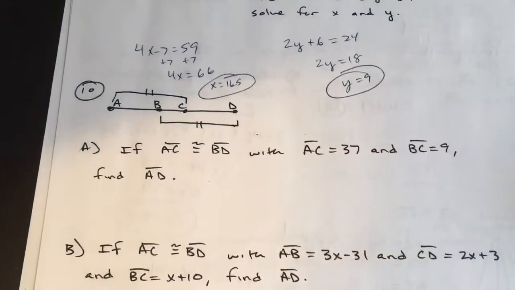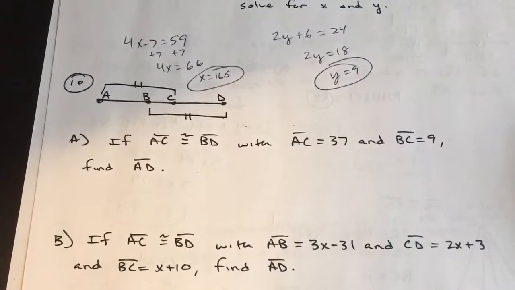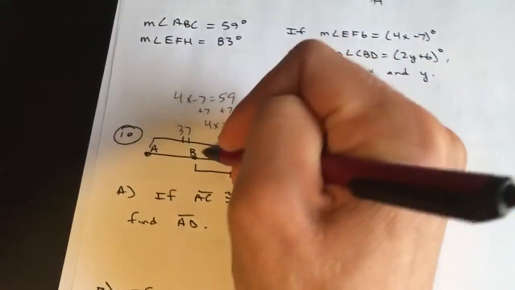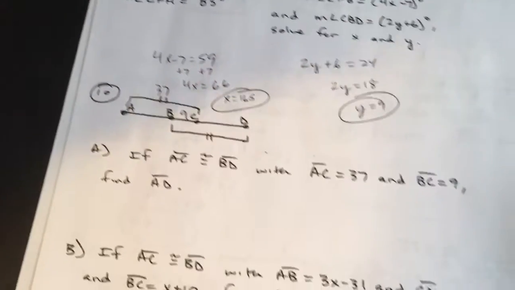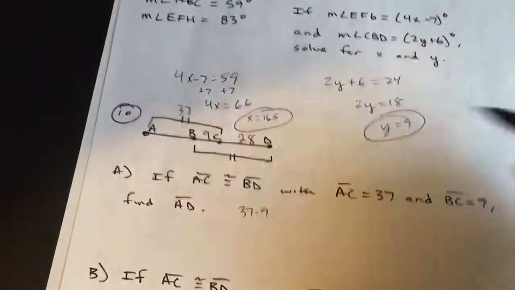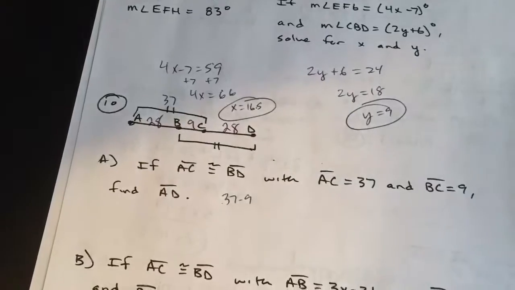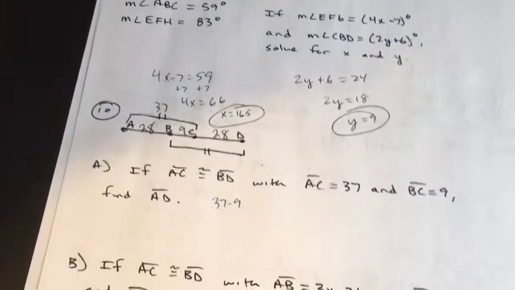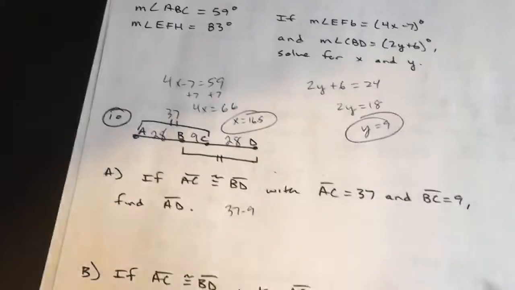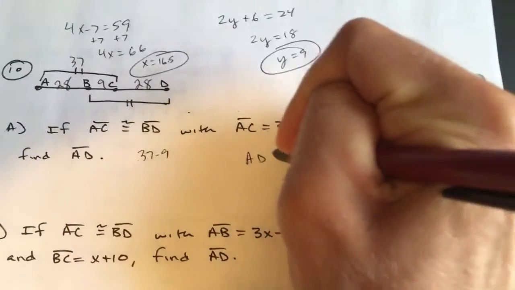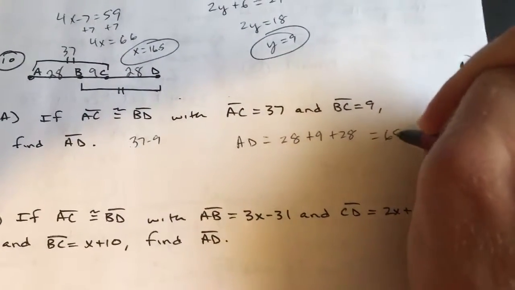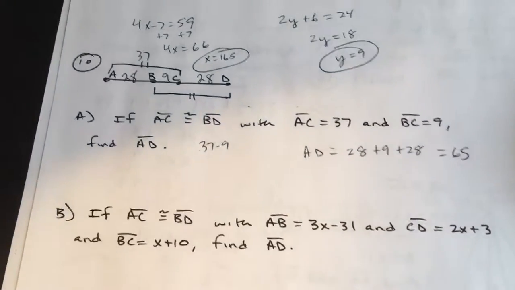All right, folks, on this one, if AC is equal to BD, with AC being 37 and BC being 9, find AD. Well, let's just do some simple subtraction. 37 minus 9 gives you 28 right there, gives you 28 right there, because remember, if AC and BD are equal, and from both you're subtracting BC, well, then you still have an equal amount. All right, so the whole thing, AD, would be 28 plus 9 plus 28, 65. Now, same situation here.